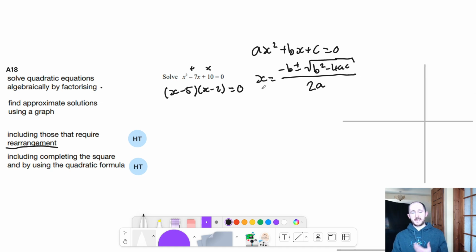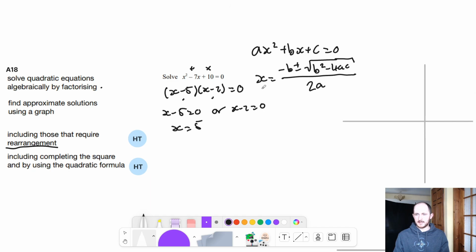Now the only way for this to actually be true is if one of these brackets is 0. So either x - 5 = 0, or, in this case, actually and, x - 2 = 0. So x is equal to 5, x is equal to 2. Those are our two solutions, okay? That is one way to work it out.